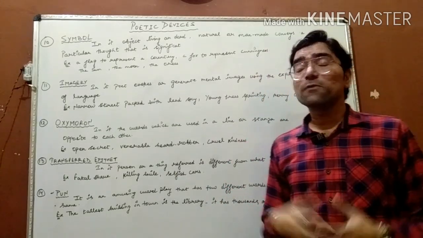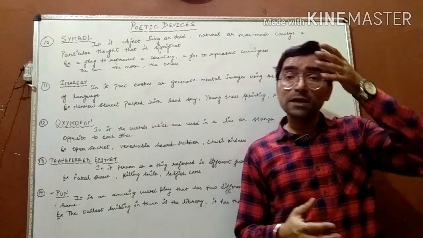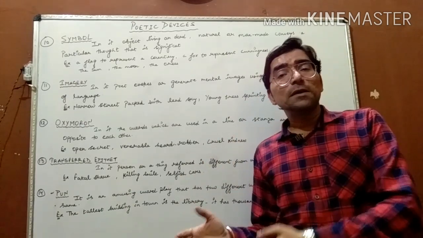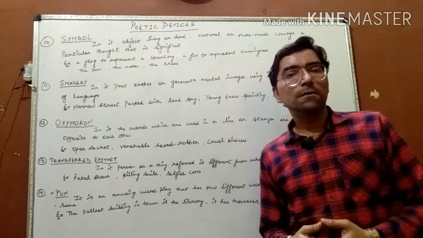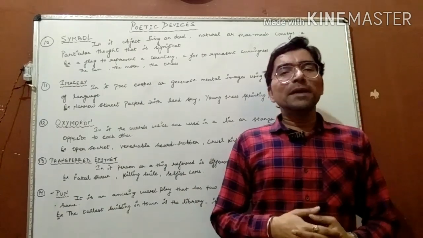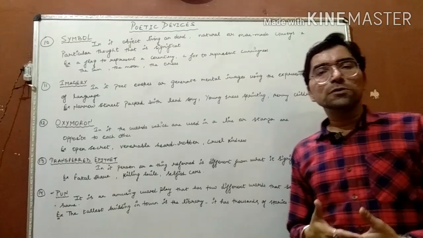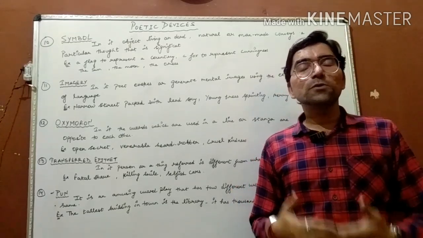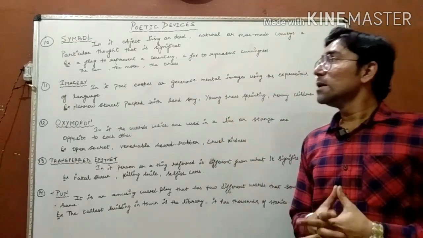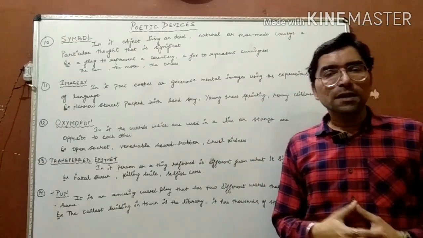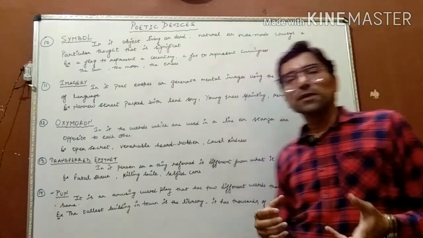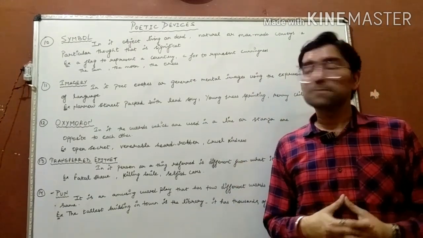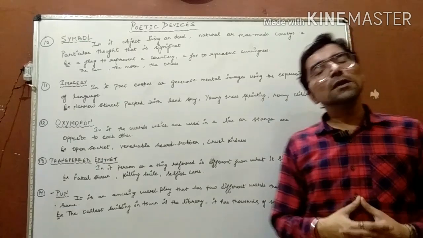So starting with the symbol, first of all we shall understand what is the definition of a symbol. Basically, an object, living or dead, man-made or natural, is used to convey a particular thought. For example, a flag represents a country. A fox represents cunningness. Next, the sun, the moon, the trees.